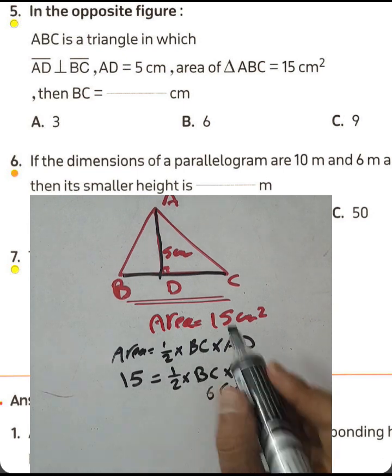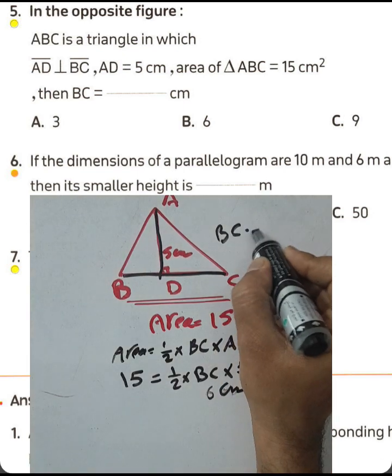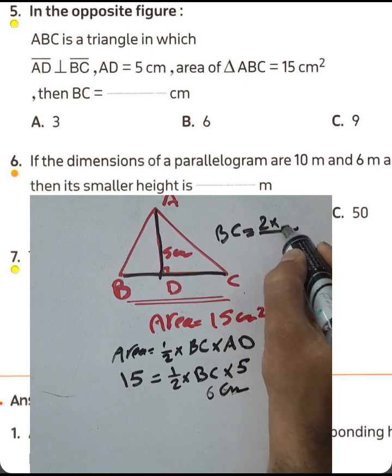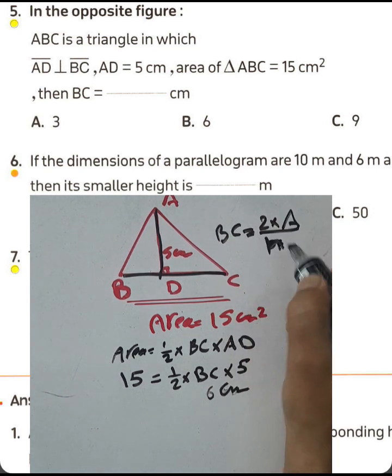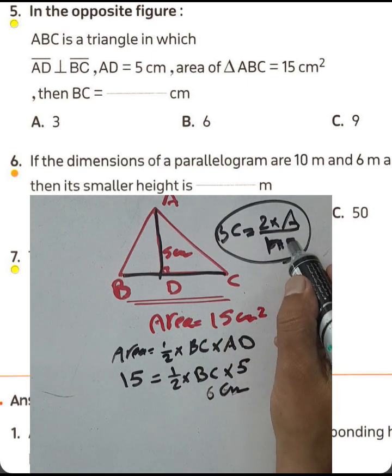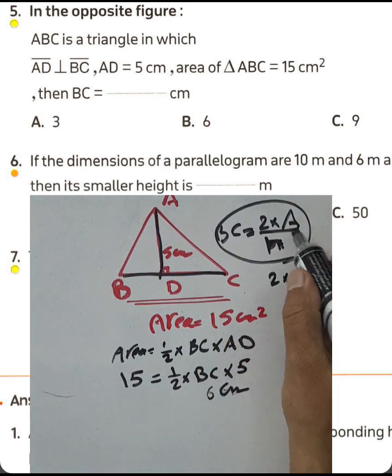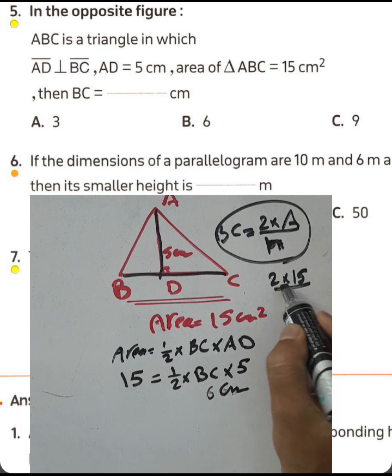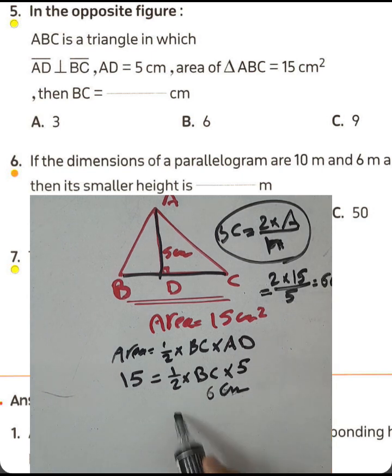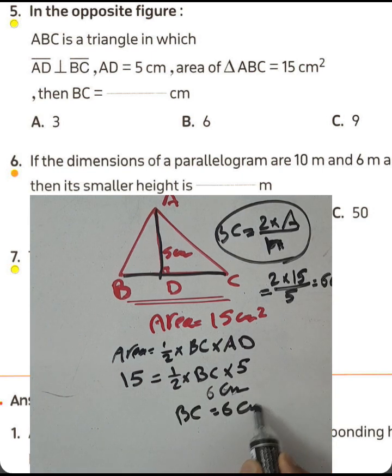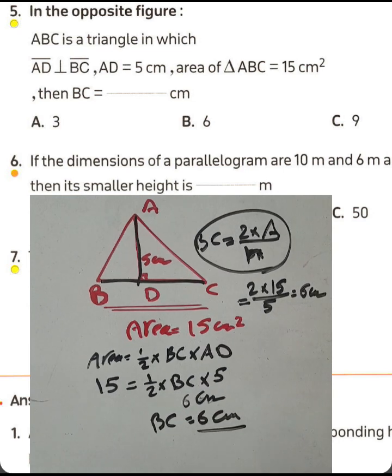Okay, you can write this rule to find the base. Write 2 product by the area product by the height. Okay, you can use this rule, 2 product by the area divided by the height. The area was 15 divided by the height 5. The result will be 30 divided by 5 equals 6 centimeter. Then BC will be 6 centimeter.